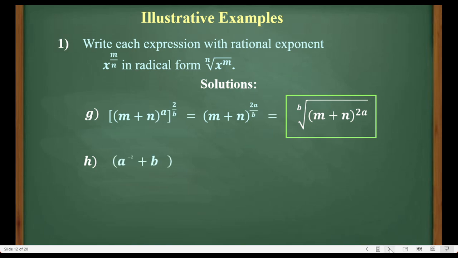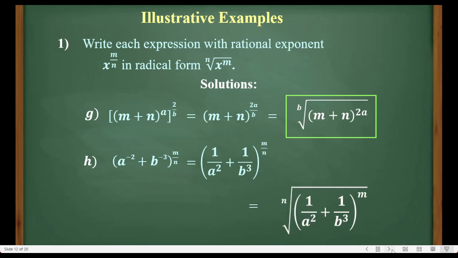Quantity a raised to the negative 2 plus b raised to the negative third power, quantity m over n raised to m over n power. So what will happen here is, okay, now applying the negative exponent rule, so inside the parenthesis we will now have 1 over a squared plus 1 over b cubed, quantity raised to m over n. And from here, we transform this to radical form. So this will become the nth root of the quantity 1 over a squared plus 1 over b cubed raised to the nth power. And this is your answer. Okay? Next.